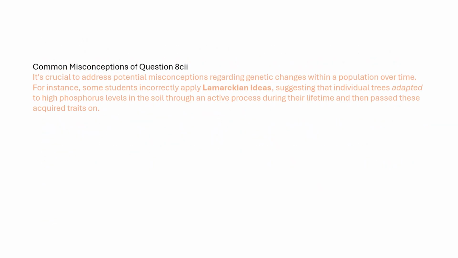It's crucial to address potential misconceptions regarding genetic changes within a population over time. For instance, some students incorrectly apply Lamarckian ideas, suggesting that individual trees adapted to high phosphorus levels in the soil through an active process during their lifetime and then passed these acquired traits on. Instead, genetic diversity arises from random mutations and selection acting on pre-existing variation.